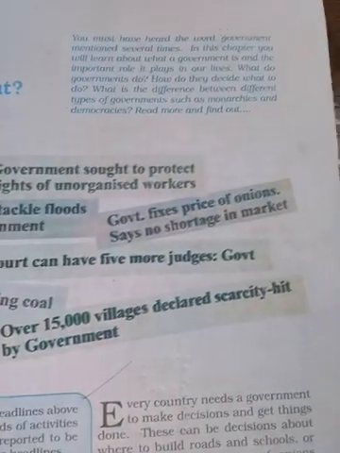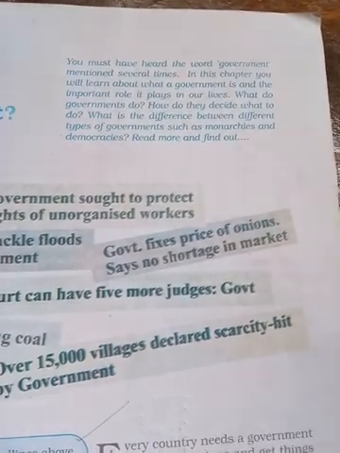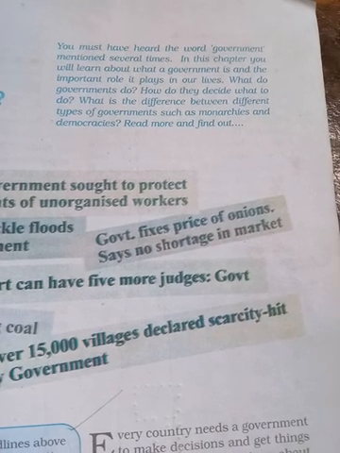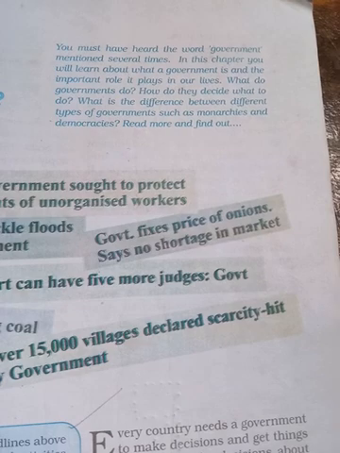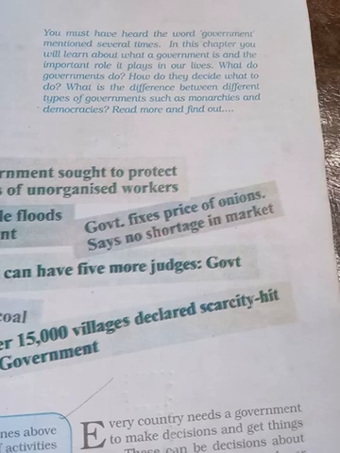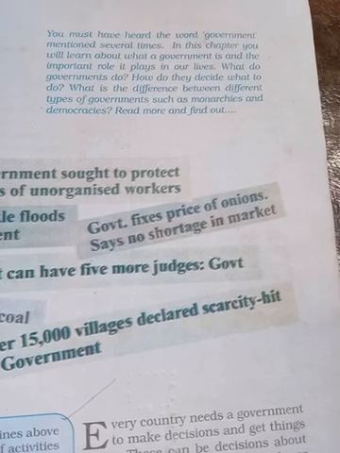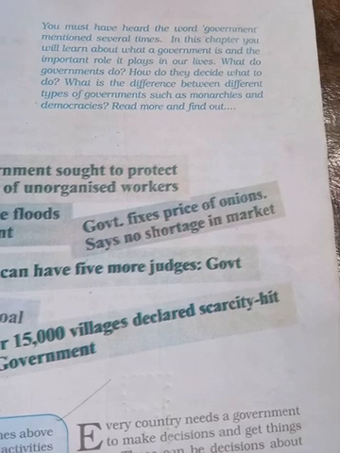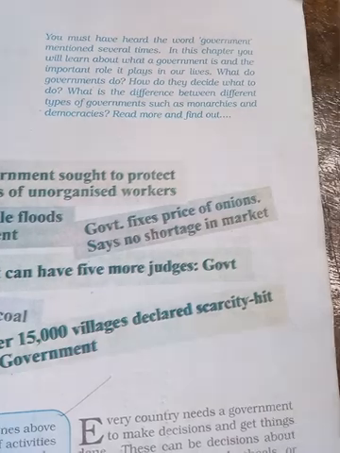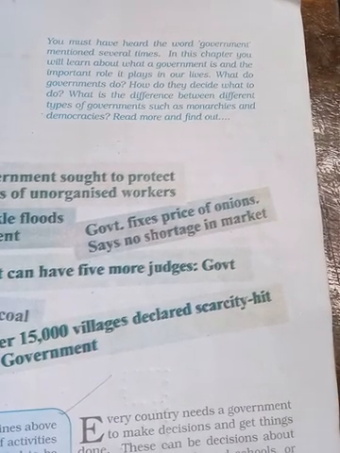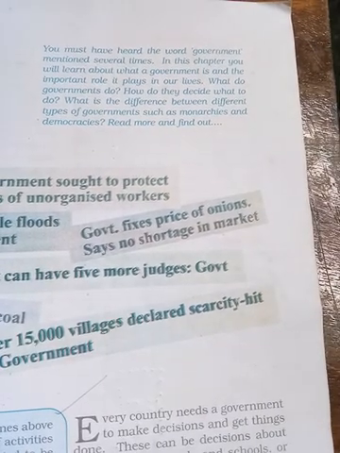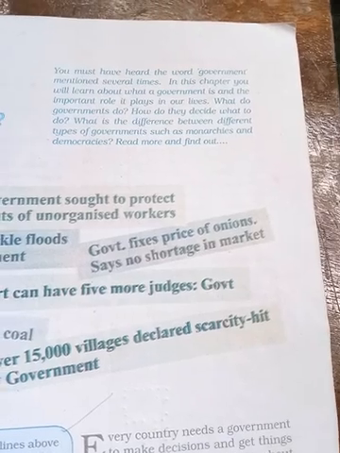Okay, let us start. You must have heard the word government mentioned several times. In this chapter you will learn what a government is and the important role it plays in our life. What does a government do? How do they decide what to do, and what is the difference between types of government such as the monarchy and the democracy? So we are going to learn.